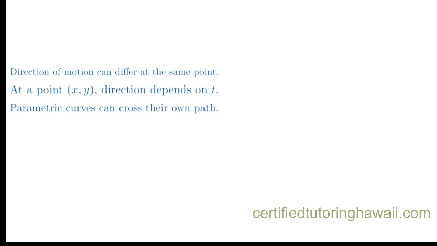cross or retrace its own path. A particle could pass through the same point in space multiple times. Imagine a particle moving in a figure-8 pattern. It passes through the center point twice. At time t1, it might be moving up and to the right. A little later, at time t2, it passes through the same point again, but this time it might be moving down and to the right. This animation illustrates the point perfectly. The particle is at the same physical location twice, but it's clearly headed in different directions.